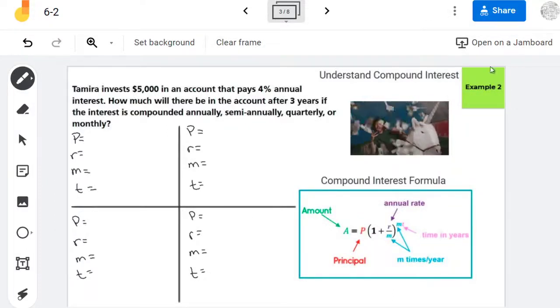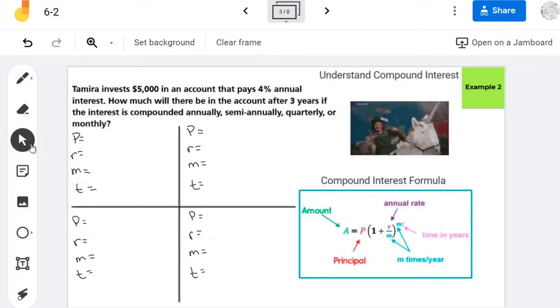In today's video, I'm covering example 2 from section 6-2 in the SavvasRealize Algebra 2 textbook. The goal of today's video is to understand compound interest. So the first thing I want to do is explain what compounding is.